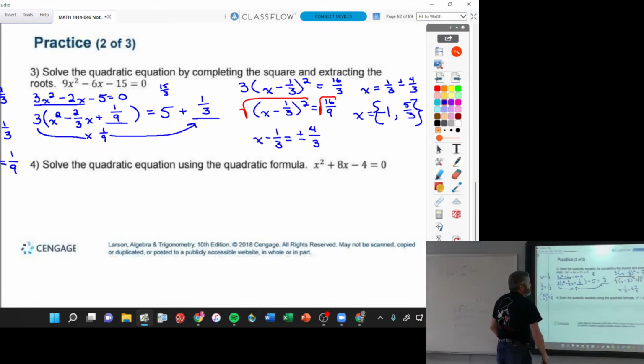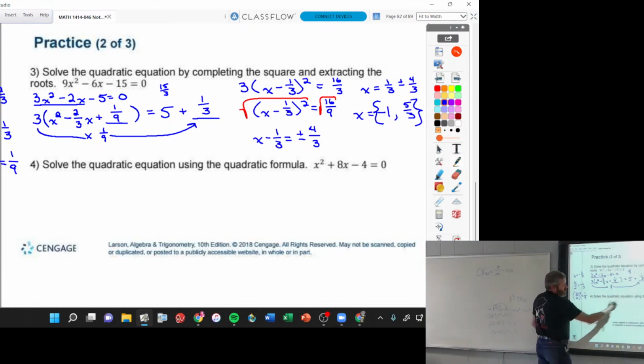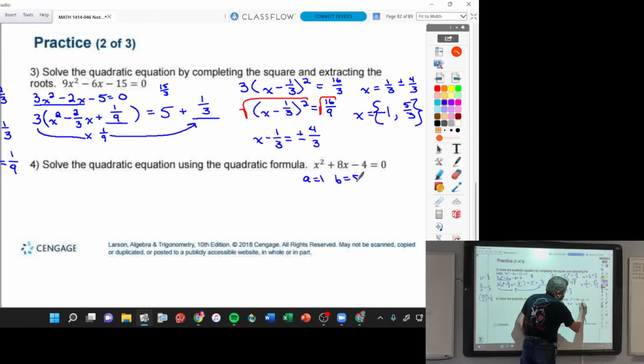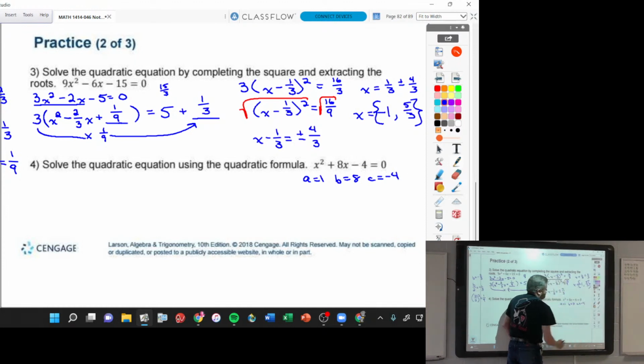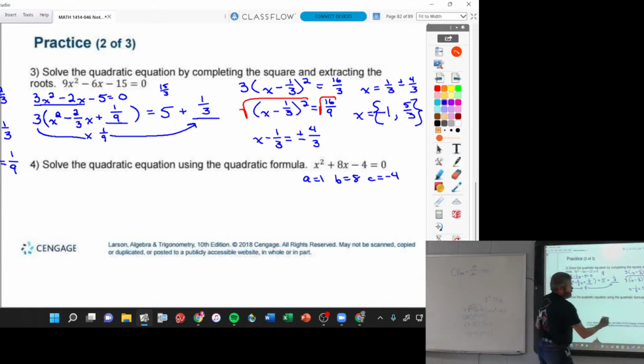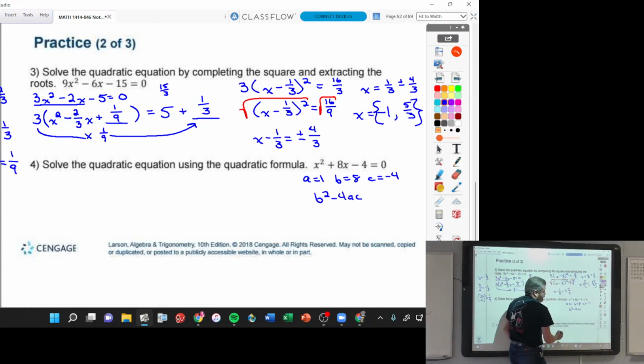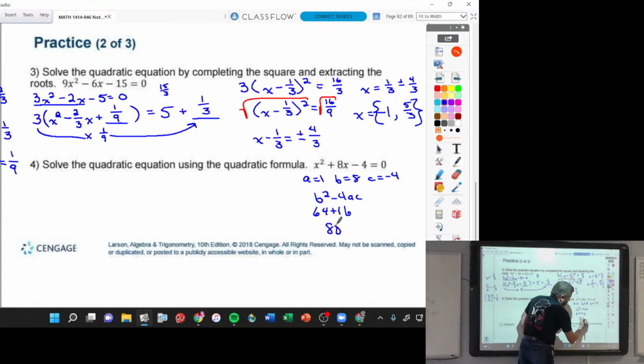Part 4, solve by the quadratic formula. It's already written in general form. A is 1, B is 8, C is negative 4. Do the discriminant, b squared minus 4ac. Well, b is 8, so 8 squared is 64. Minus 4 times 1. 4 times 1 is 4. Negative 4 times 1 is negative 4. Times negative 4 would be plus 16. 64 and 16 is 80.